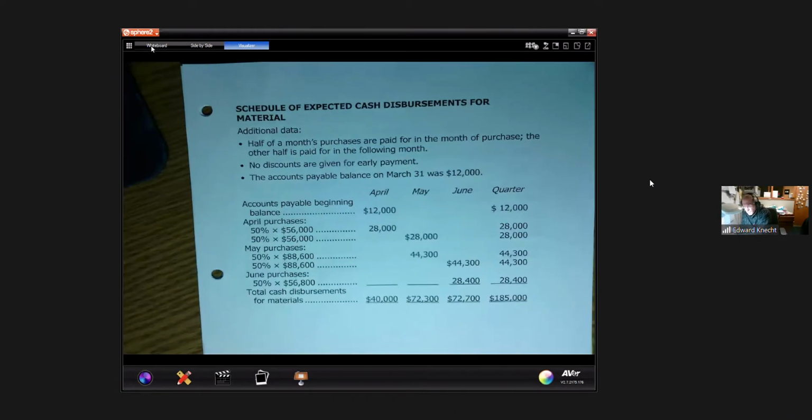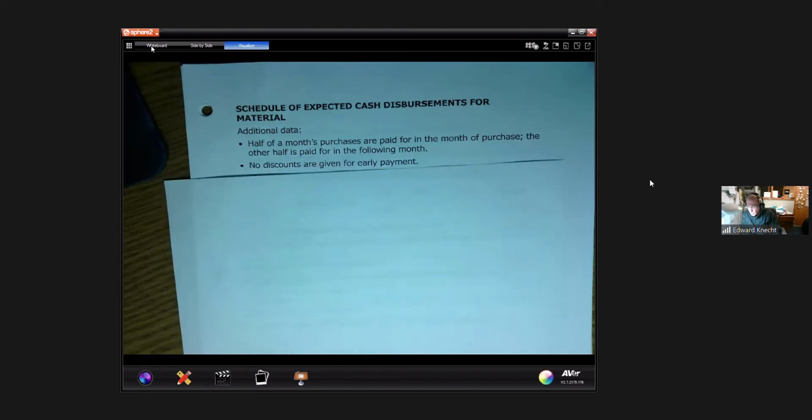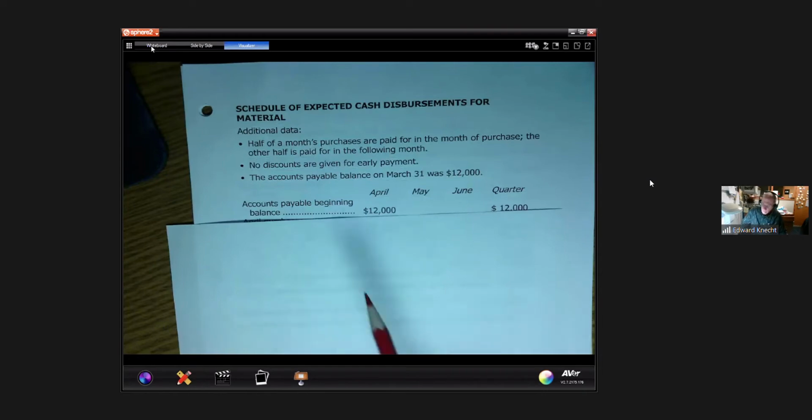Then the schedule of expected cash disbursements. Half of the month's purchases are paid for in the month of purchase. The other half's paid in the following month. No discounts are given for early payment. The accounts payable balance on March 31st was $12,000. Accounts payable at the beginning, we had a beginning balance of $12,000. So it's the beginning balance for April, and it's also the beginning balance for the quarter.